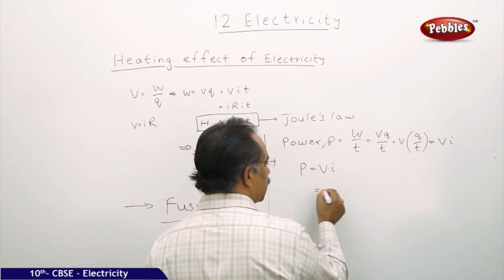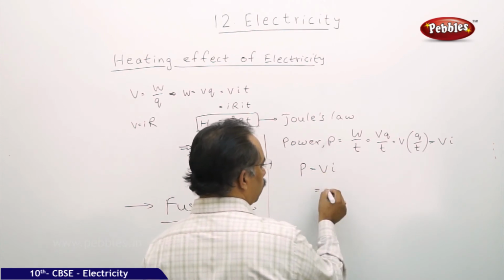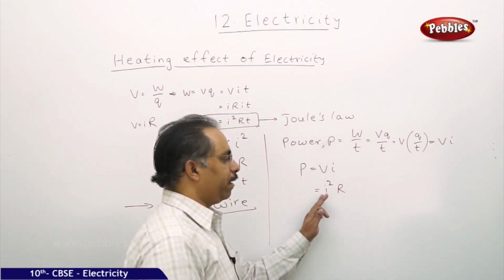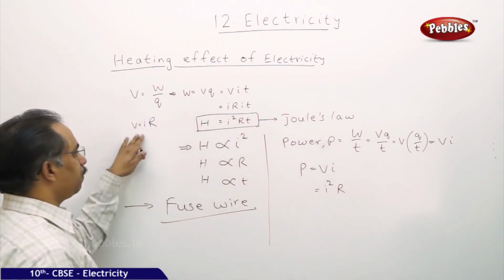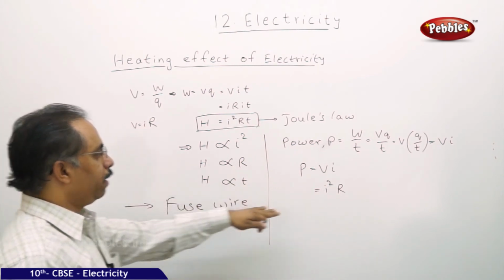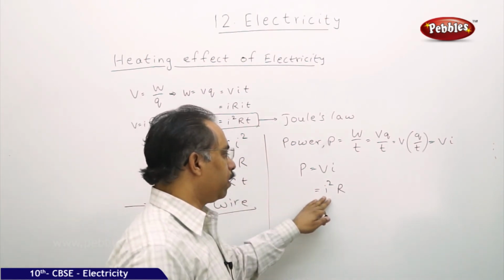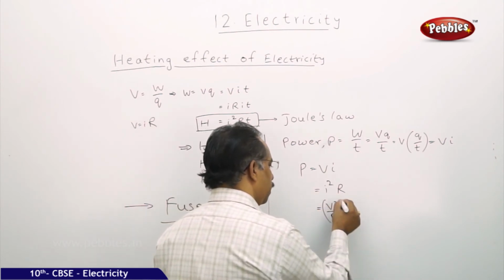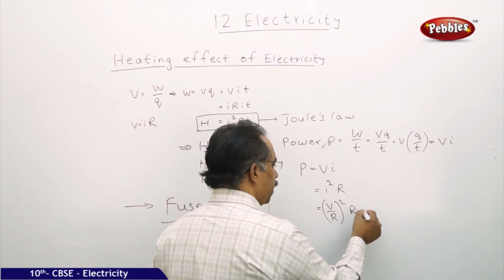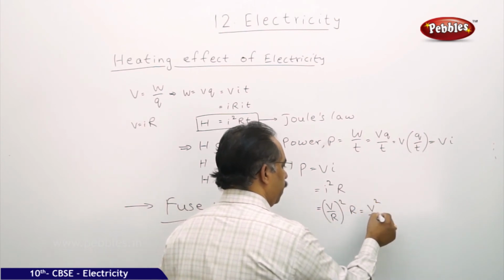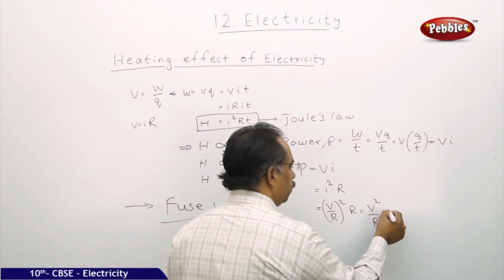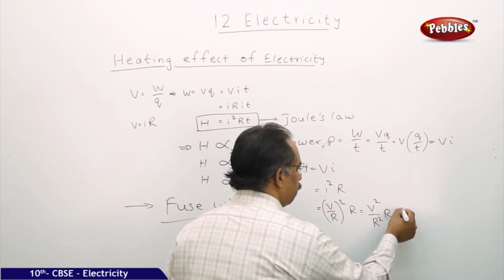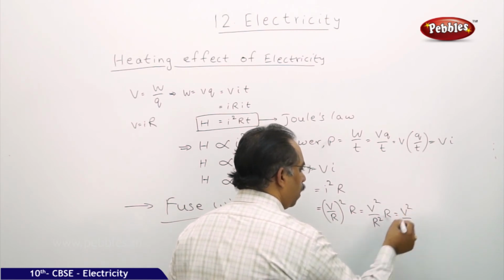I can rewrite this as I into R, so I will get it as I square R. Instead of I, using Ohm's law, I can write V by R. If I replace this with V by R, what I will get is (V by R) whole square into R. If I simplify this, it will be V square by R square into R. This will be equal to V square by R.